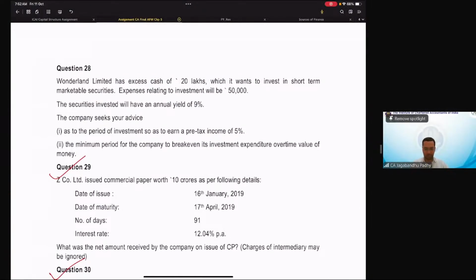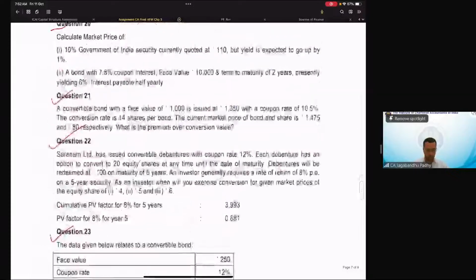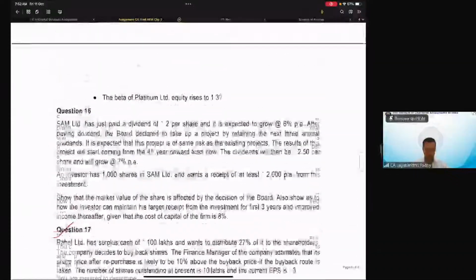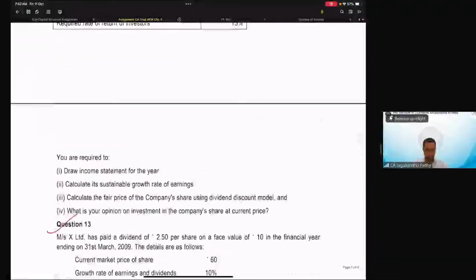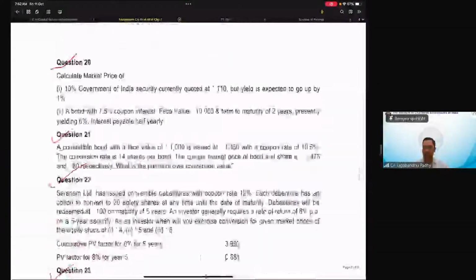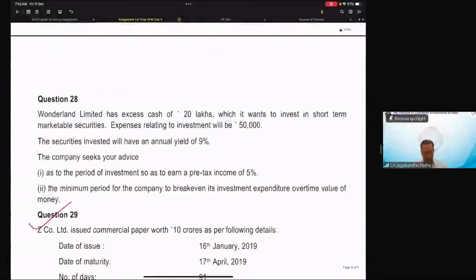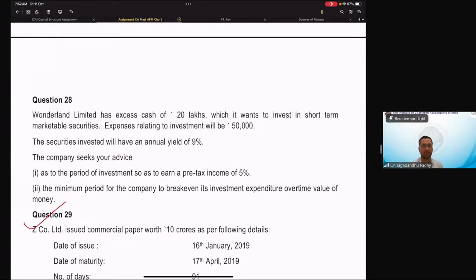Okay, then let's look at some of the questions that we are left out. Let's look at this question number 28, guys, first. Question 28.